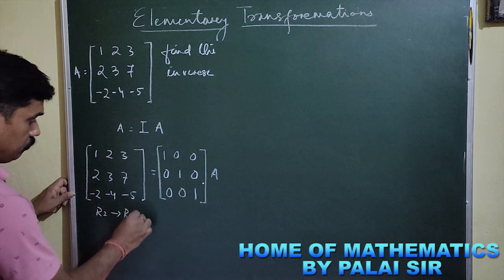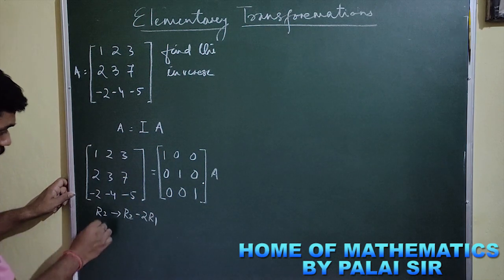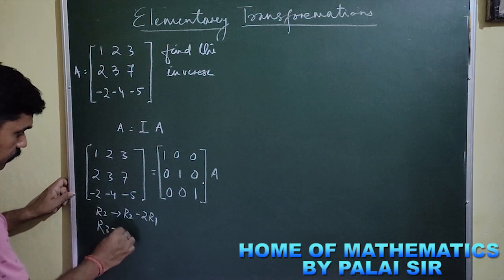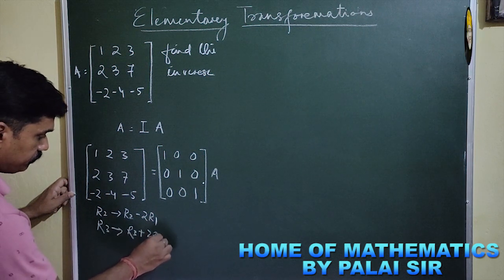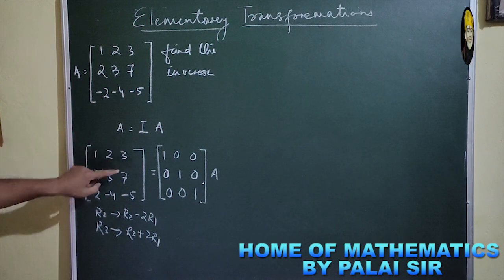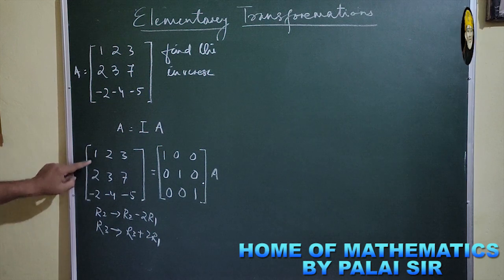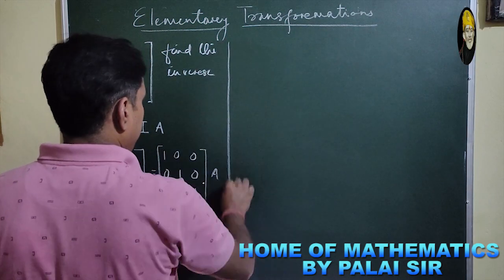R2 minus 2R1, and R3 equal to, you can make it R3 plus 2R1. Here you see, when you multiply 2 with this one, it will be 2, 4 and 6, and if you make it minus 2, you get 0. So what is the result that you have to write here?